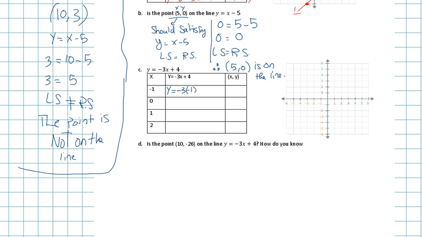What's negative 3 times negative 1? Positive 3. Yes. So 3 plus 4 is 7. So what's my point? Negative 1 and 7. Are you guys okay with this? Okay. I would like you to finish this table and try to graph this line.